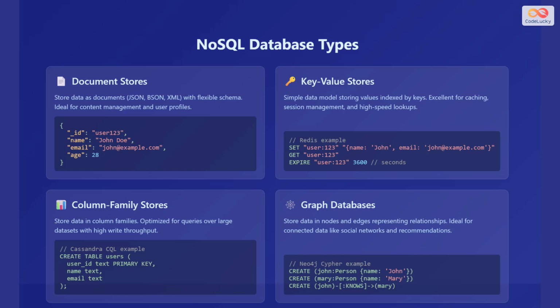Column family stores store data in column families, optimized for queries over large datasets with high write throughput. An example using Cassandra Query Language, or CQL, to create a users table is presented. Graph databases store data in nodes and edges representing relationships, making them ideal for connected data like social networks and recommendations. An example using Neo4j Cypher to create person nodes and relationships is given.